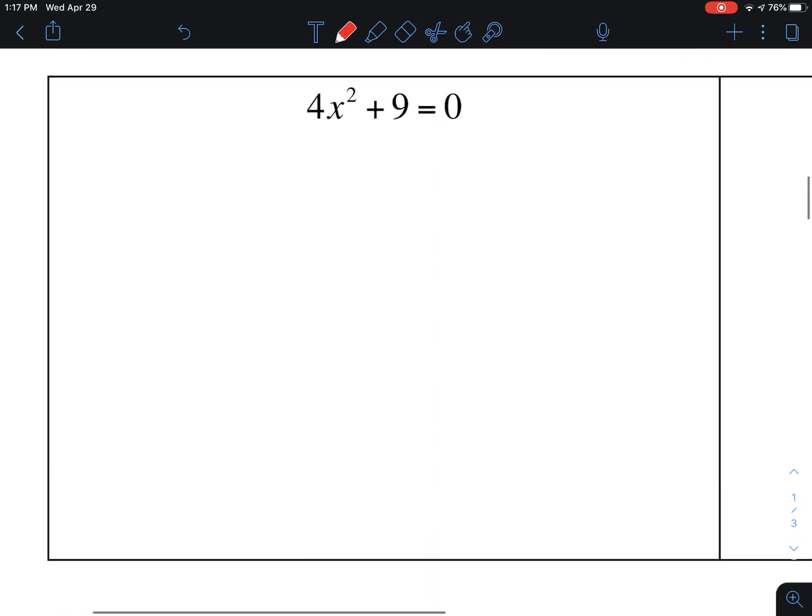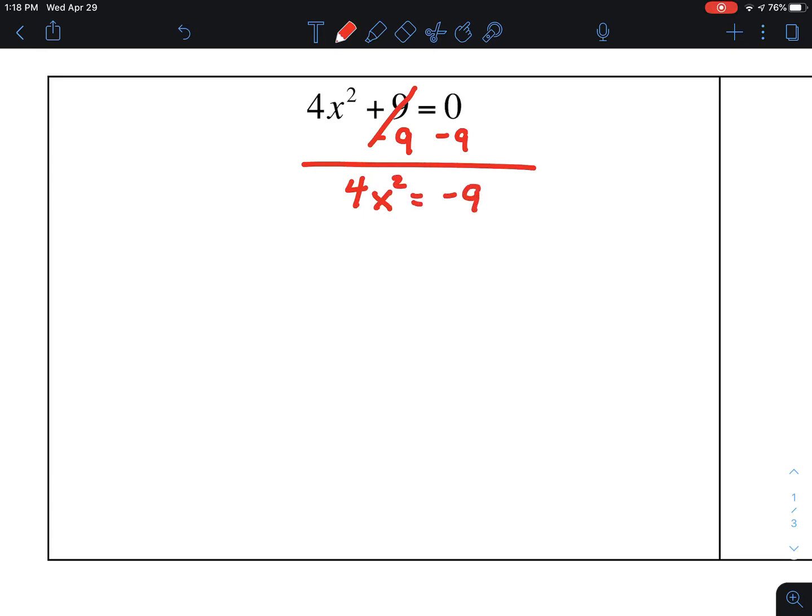Let's look at example number 1: 4x squared plus 9 equals 0. Our job here is to solve for x. What you might want to think about doing first is subtracting 9 from both sides of the equation. That's going to leave us with 4x squared equals negative 9. Dividing both sides by 4 leaves us x squared equals negative 9 fourths.